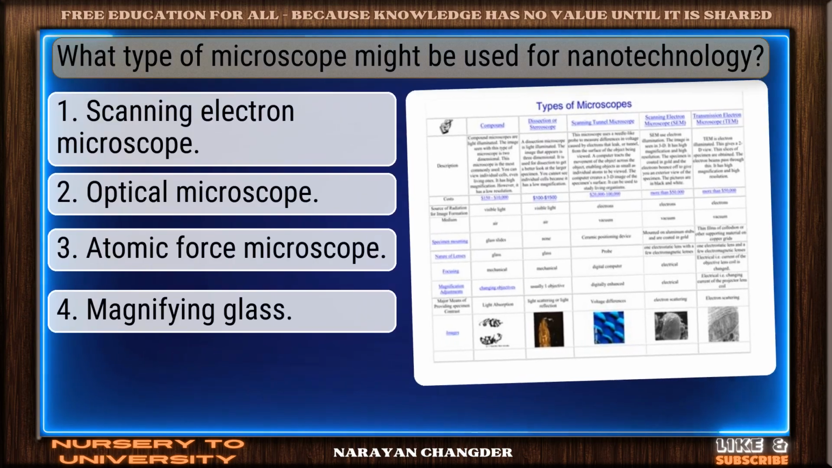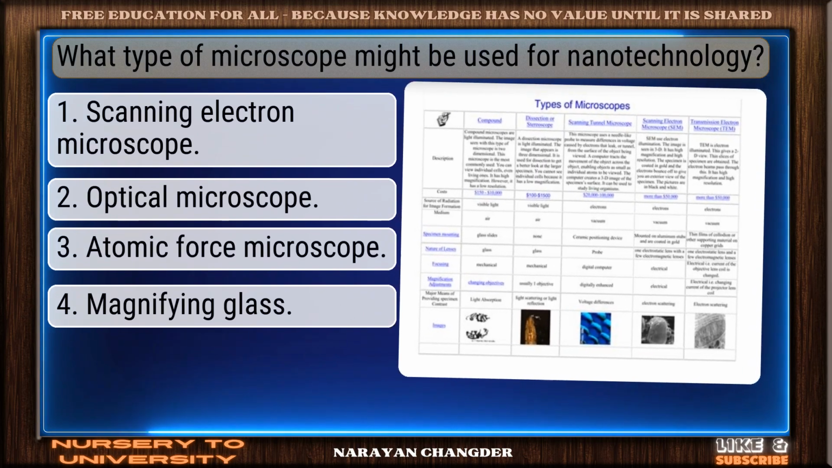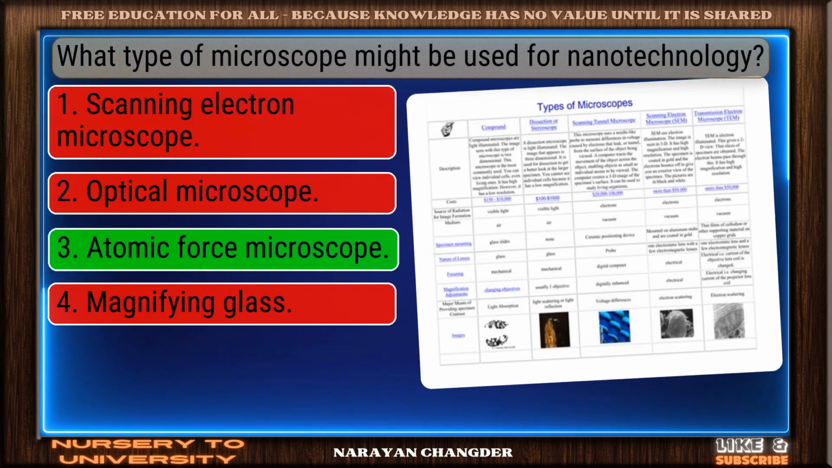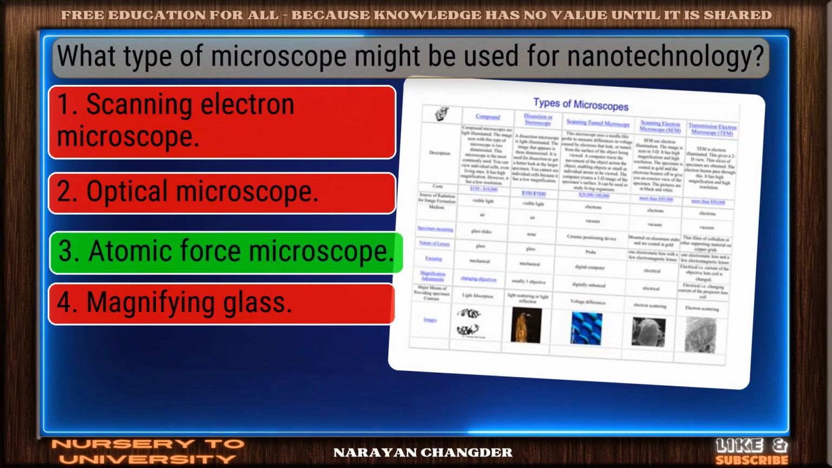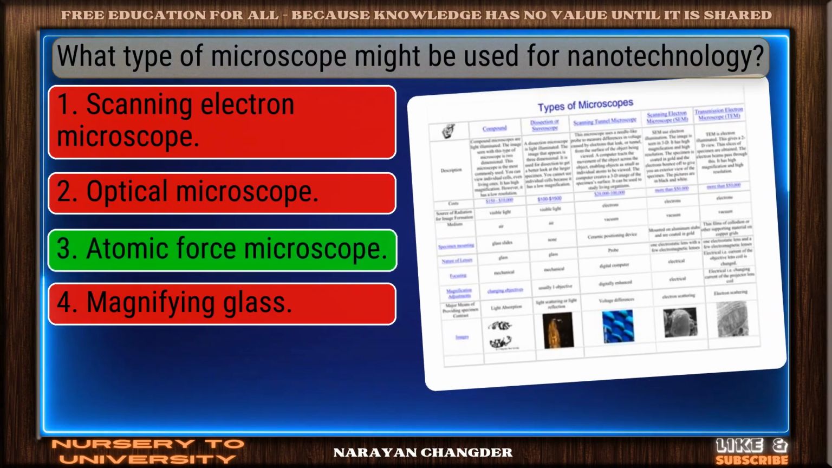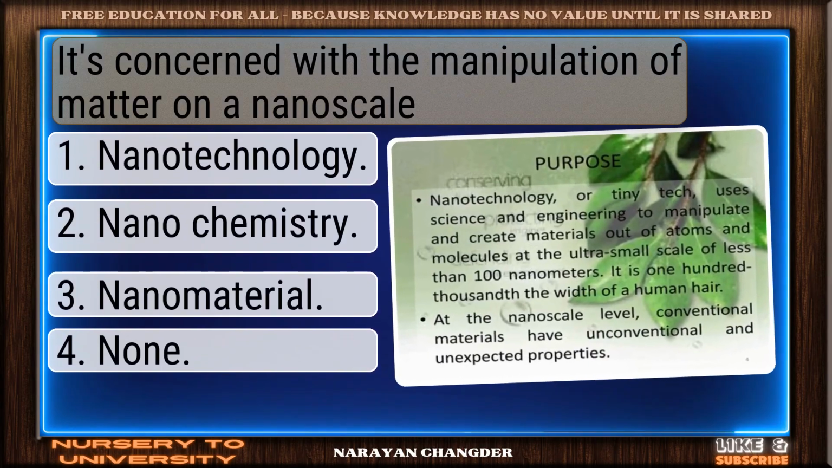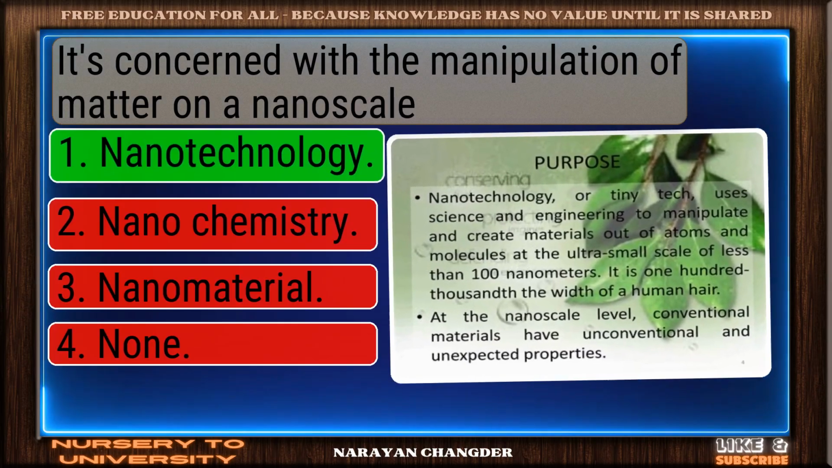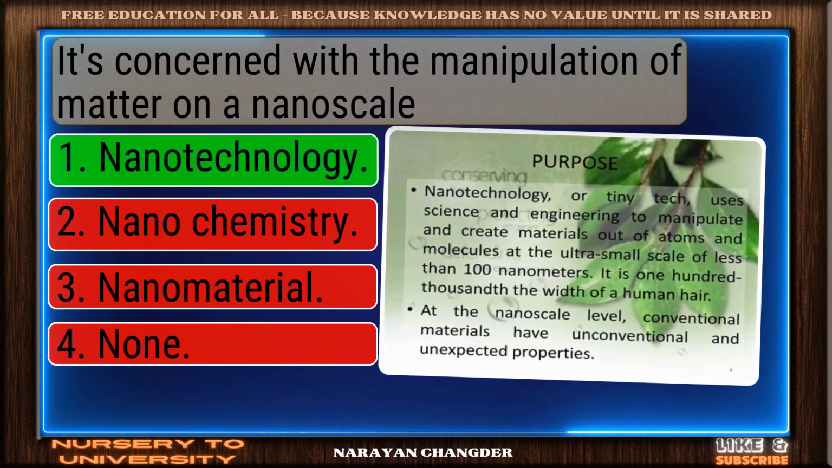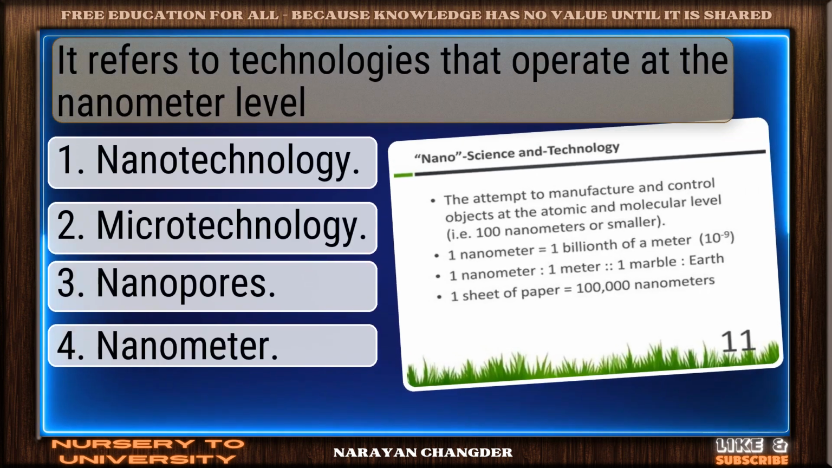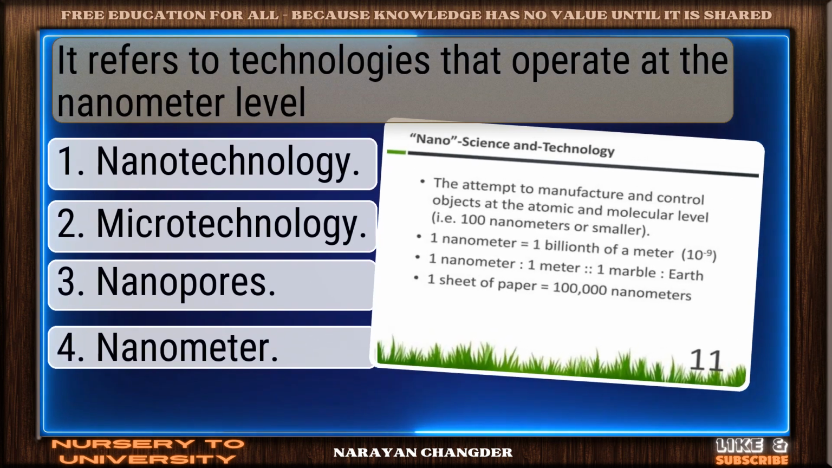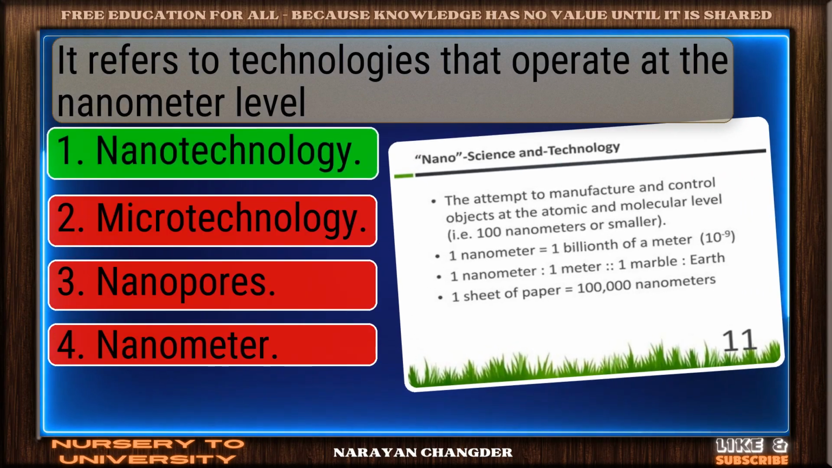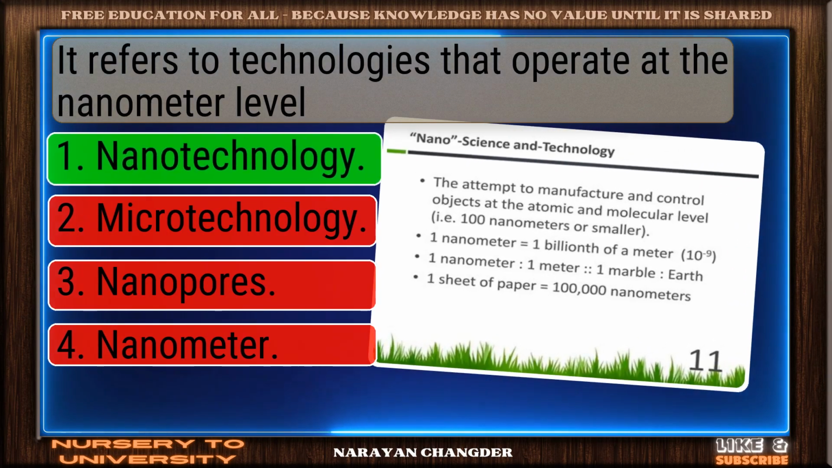What type of microscope might be used for nanotechnology? Smart move. Atomic force microscope is an accurate answer. It's concerned with the manipulation of matter on a nanoscale. Right choice. Nanotechnology is the best answer. It refers to technologies that operate at the nanometer level. Nice selection. Nanotechnology is the correct and valid answer.